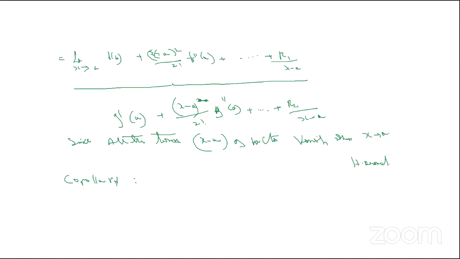So corollary is if f dash a and g dash of a are both zero. Both zero. We can prove similarly.